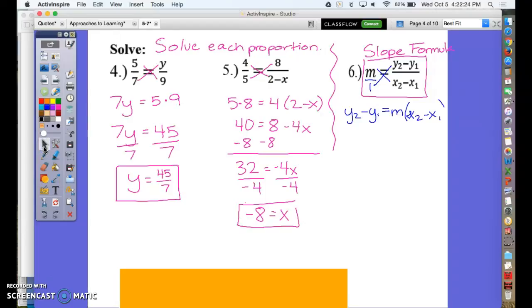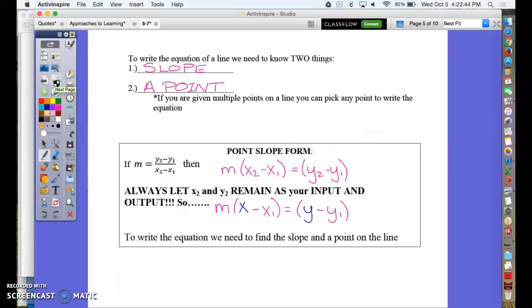So I know this doesn't look like much to you guys, but actually that's all the work that you need to do. This is your new formula that we're going to use. This formula is called the point slope formula. This is really helpful so that whenever we know a point and a slope, we can come up with the equation. So here's what we're going to do with this, okay?